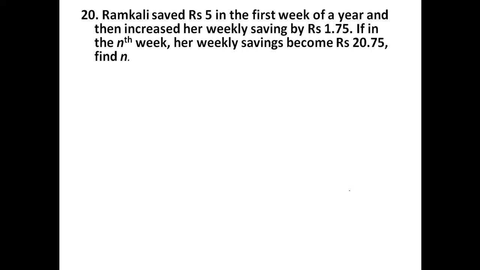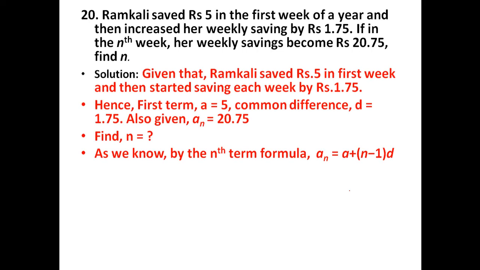Ramakali received rupees 5 in the first week of a year and then increased her weekly saving by rupees 1.75. If in the nth week her weekly saving becomes rupees 20.75, find n. It's very similar to the previous problem. Here also the first term is 5 because she is starting with 5 rupees, and the common difference is 1.75. That's what she is increasing, correct? So that's the common difference. Then an is 20.75. After nth week she is getting 20.75 rupees. We have to find out what n is.